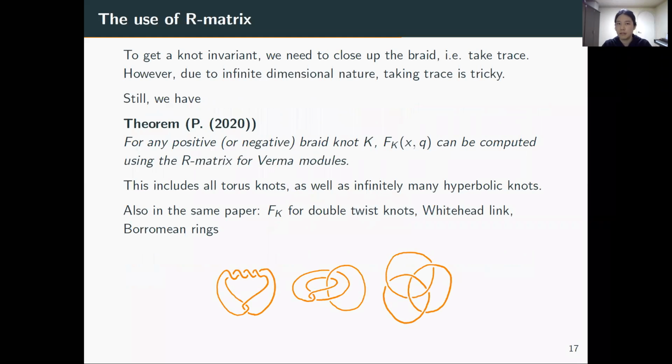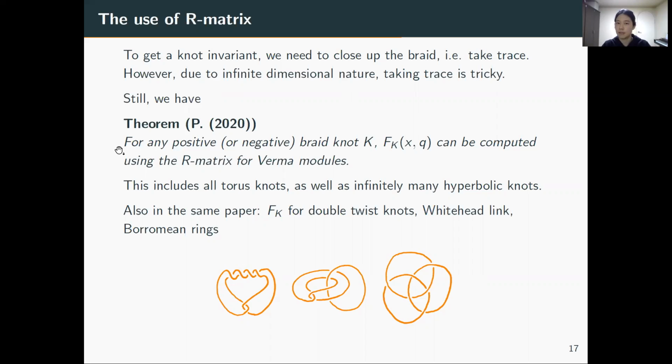So to get a knot invariant, we need to close up the braid. That is, we want to take the trace. However, due to the infinite dimensionality, taking the trace is quite tricky because often the trace does not converge as a nice Q-series. Still, we can prove the following.